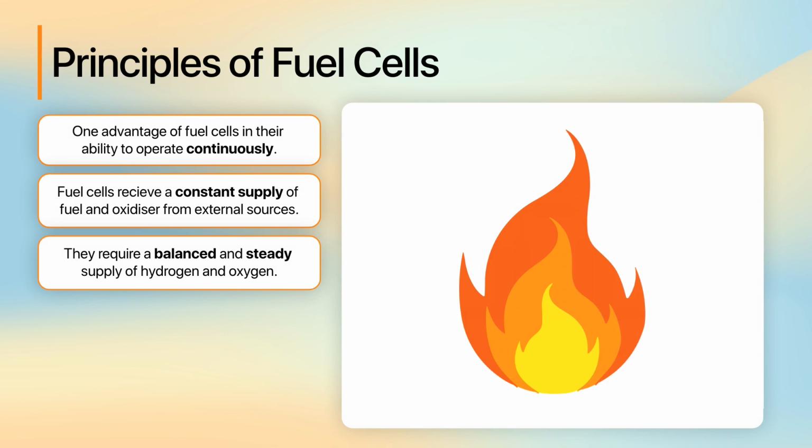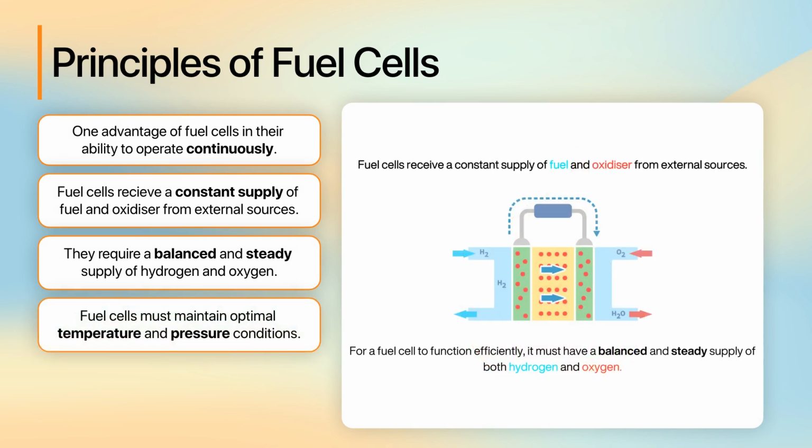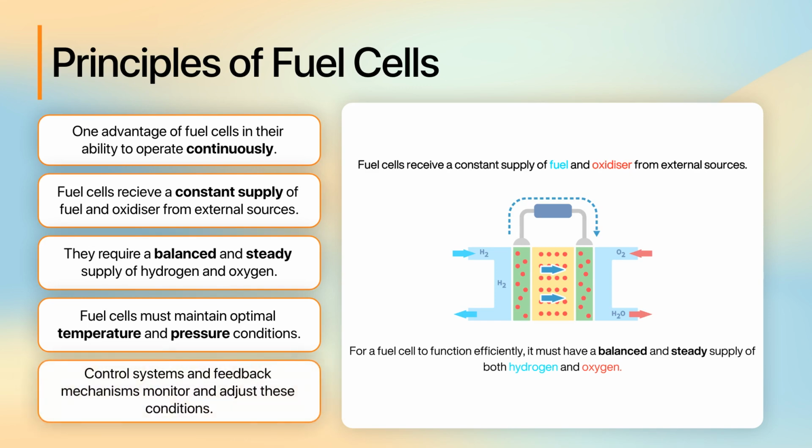Fuel cells also need to maintain specific operating conditions, like optimal temperature and pressure, for the reactions to occur efficiently. Control systems and feedback mechanisms are used to monitor and adjust these conditions, ensuring the fuel and oxygen are balanced and the environment remains ideal for energy production.